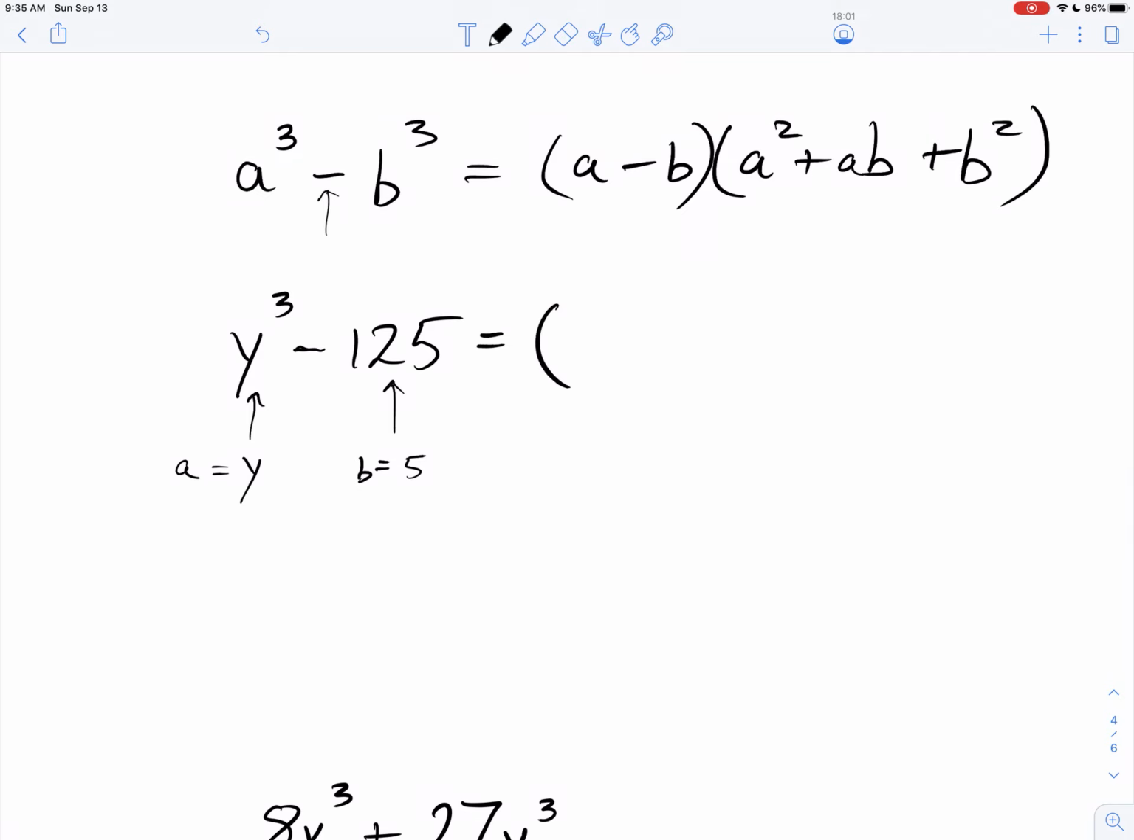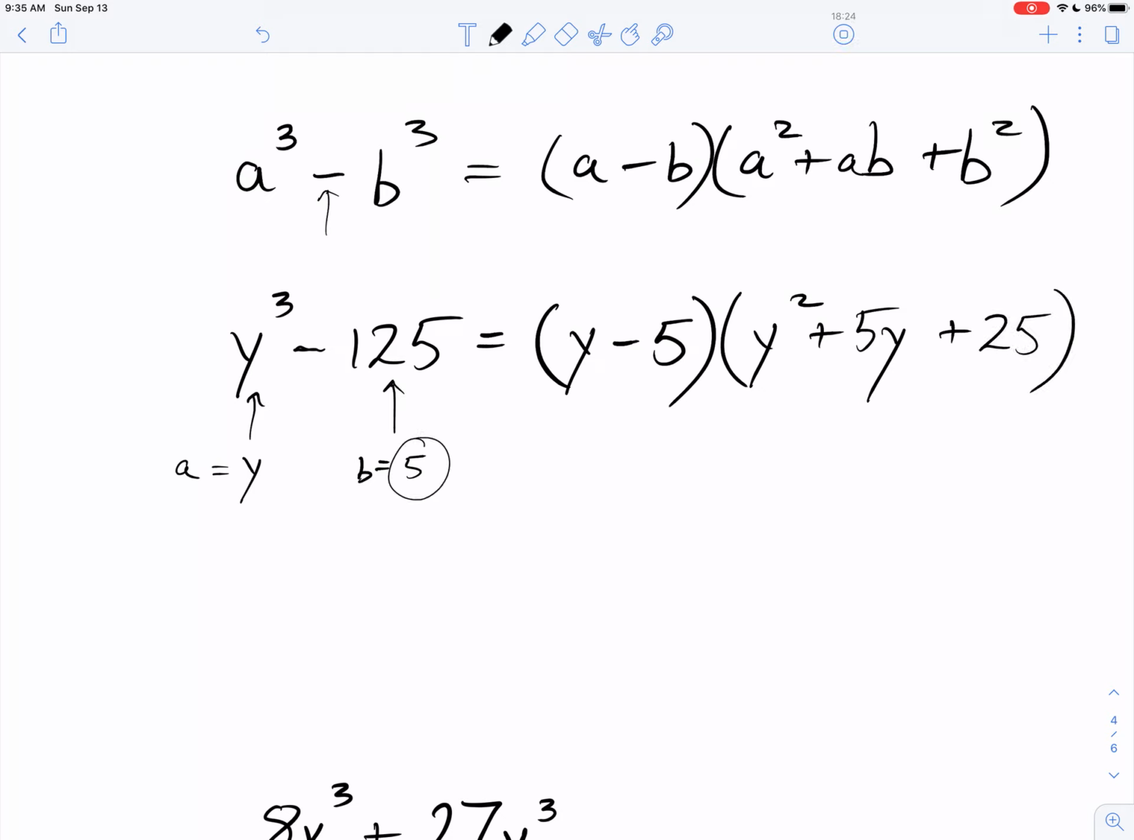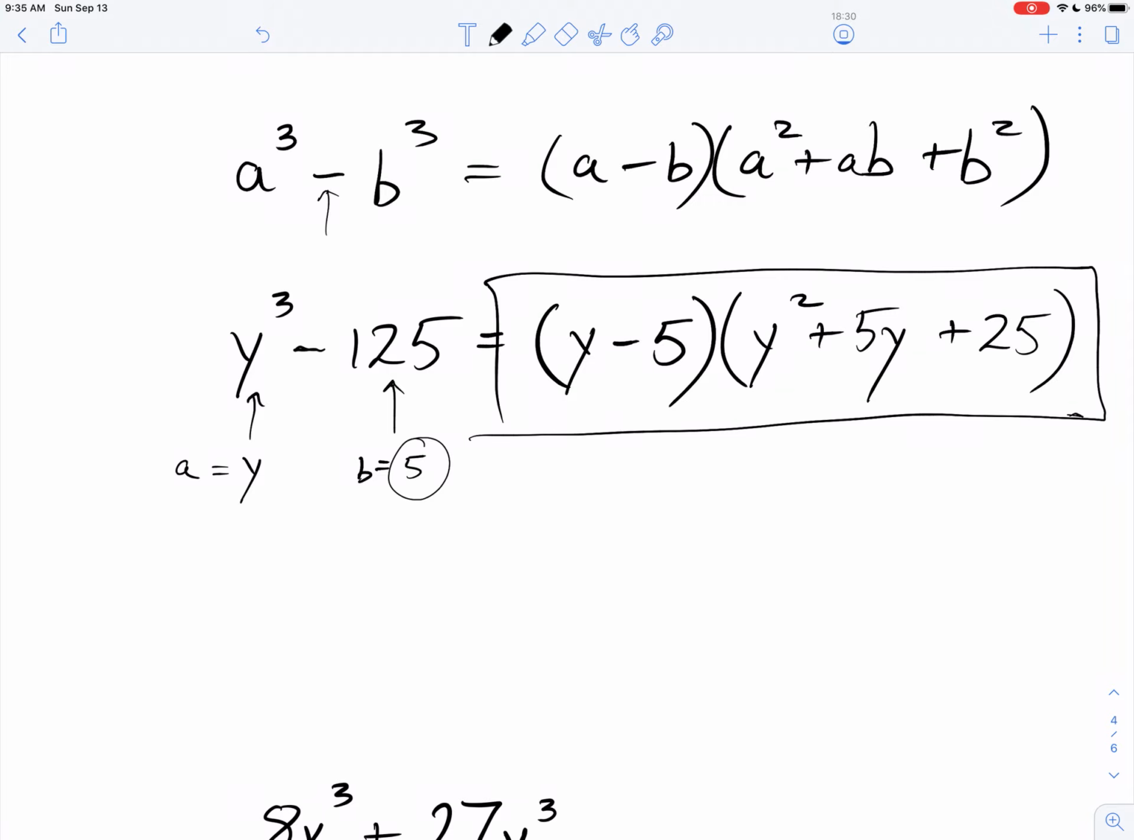So what do I do? I go in here and where I see a, I'm going to put a y. Minus not b, I'm going to put a 5. And then instead of a squared, I say y squared. Instead of y5, that would sound crazy, I would say 5y. And then what's b squared? Well, they want me to take 5 and square it, so I'd say 25. And that is the way the answer will look for that problem.